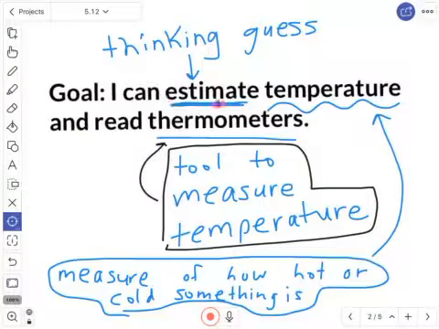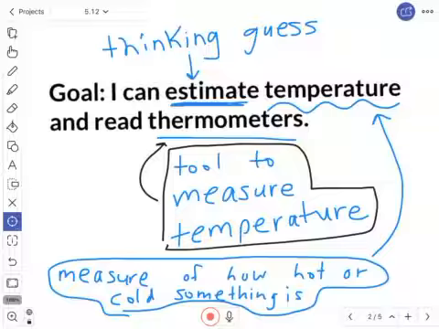Let's read our goal. Ready? I can estimate temperature and read thermometers. So a few words here. Estimate, you can pronounce it two ways, depending on how you're using it in the sentence. But here we're going to be estimating.